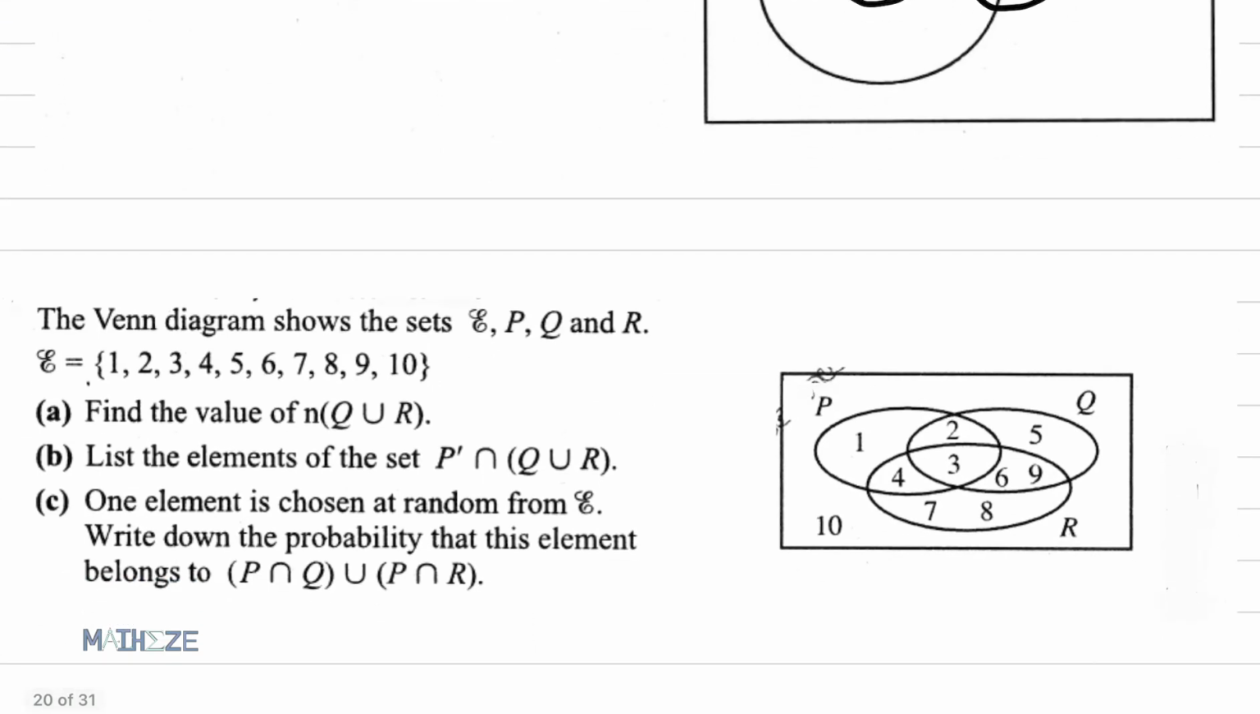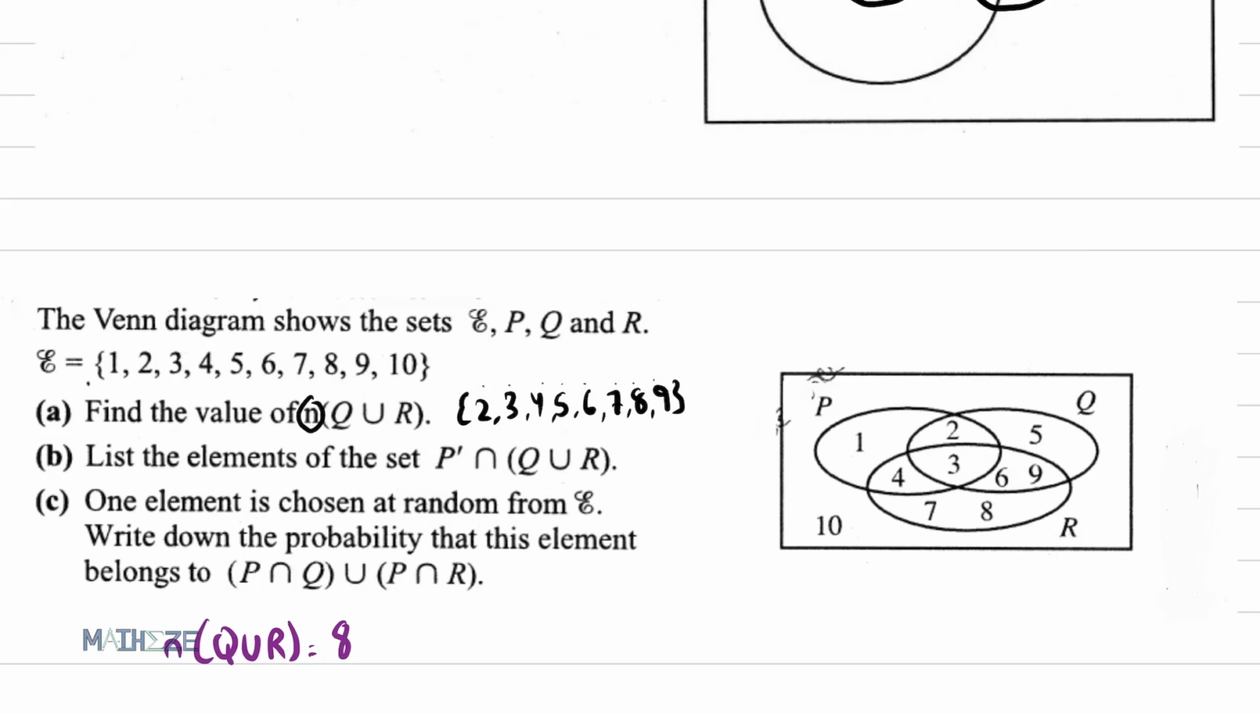Next question. It says find the value of Q union R. So let's list down all the elements in Q and R: 2, 3, 4, 5, 6, 7, 8, 9. Will I get the marks? No, because the question says write n, the number of elements. The n of Q union R will be 1, 2, 3, 4, 5, 6, 7, 8.